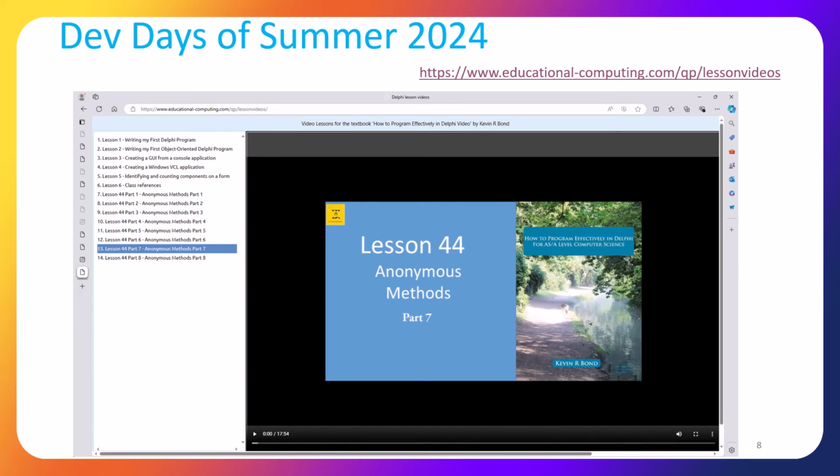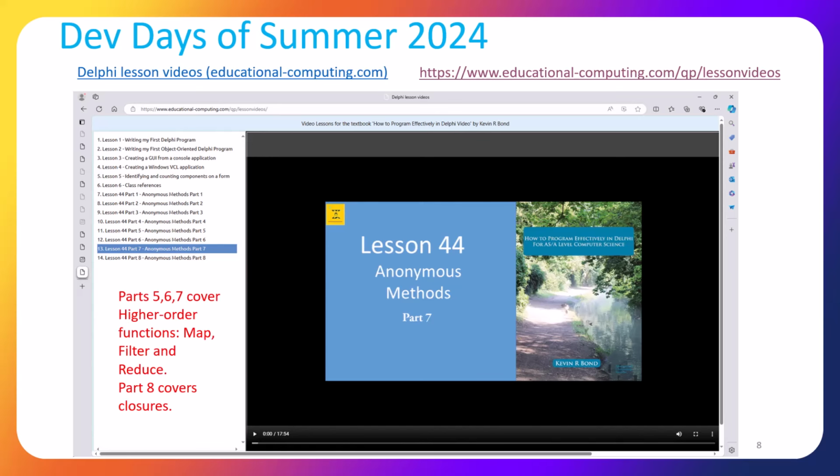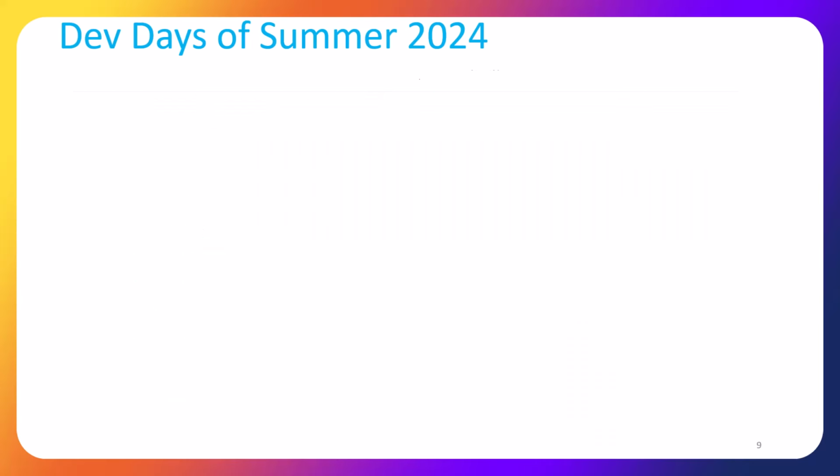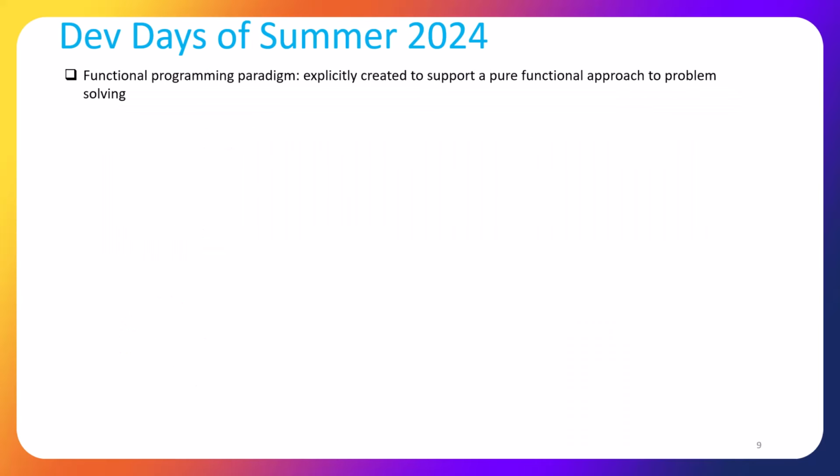You can go to that link there. Actually, this was created in Cortex Pascal, and I've got 8 videos on anonymous methods. Parts 5, 6, and 7 cover higher order functions, map, filter, and reduce. Part 8 covers closure. Okay, the functional programming paradigm.